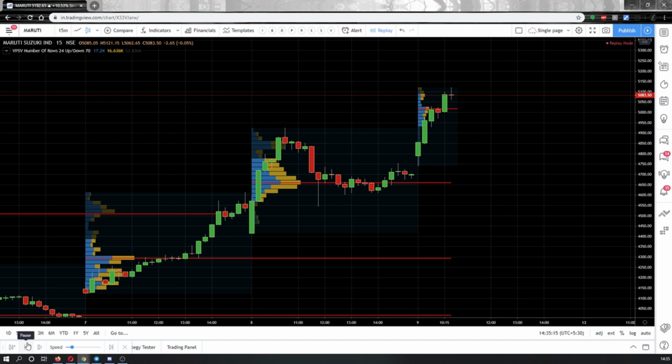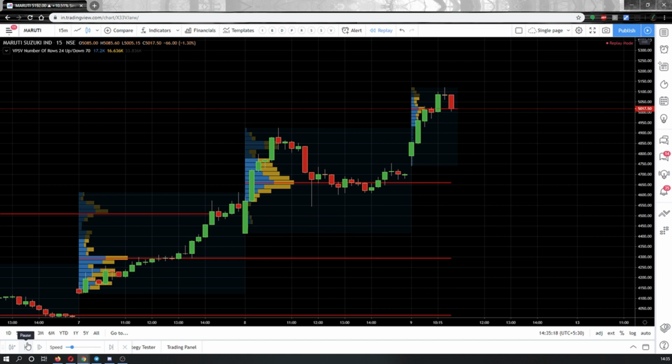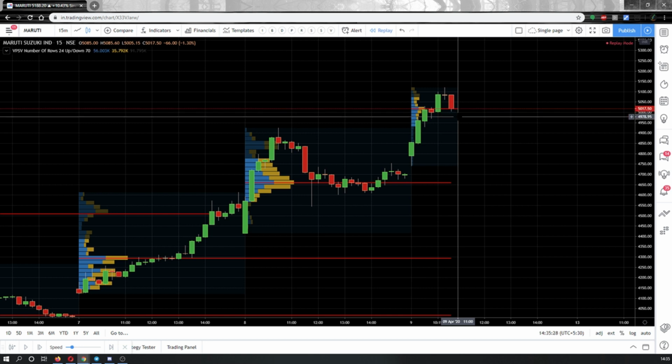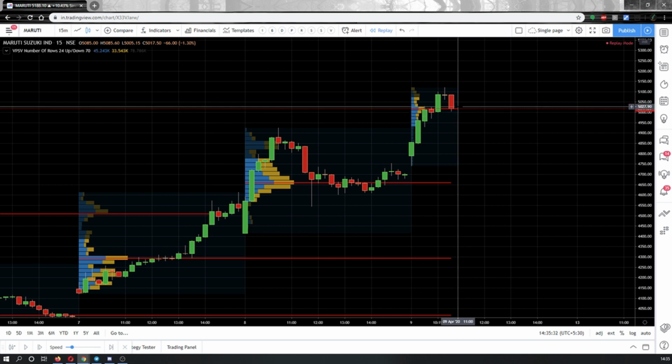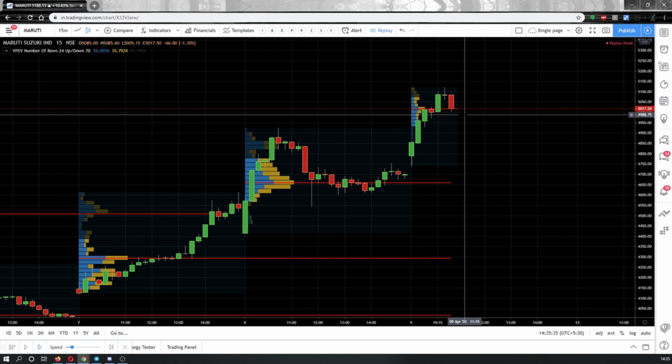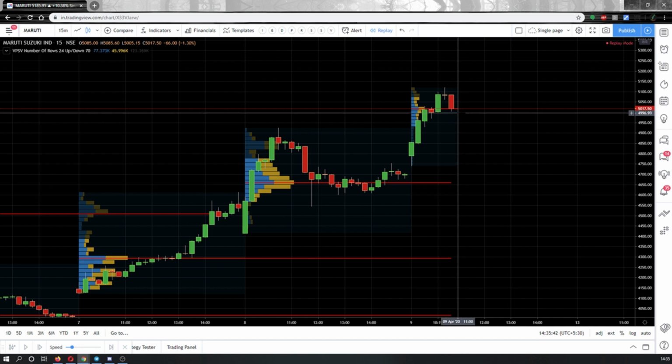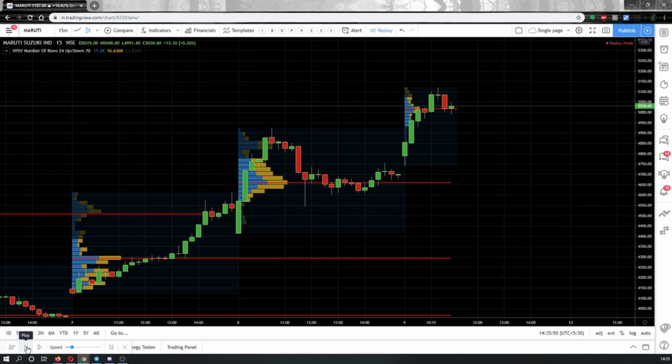The next candle is again a red candle. Now it is a red candle, but see where it is closing. It closed exactly above the POC line. Did it cross the POC line and close below it? No. It closed above the POC line, or you can say it closed on the POC line, whatever it may be. But the base point is Maruti is still bullish. Okay, now the next candle. This is the next candle.